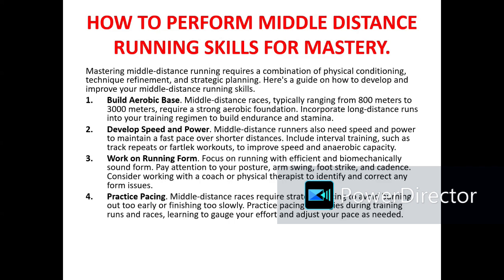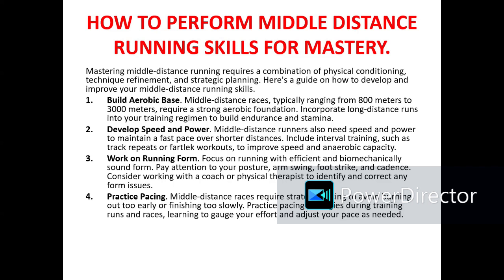1. Build aerobic base. Middle distance races, typically ranging from 800 meters to 3,000 meters, require a strong aerobic foundation. Incorporate long-distance runs into your training regimen to build endurance and stamina.